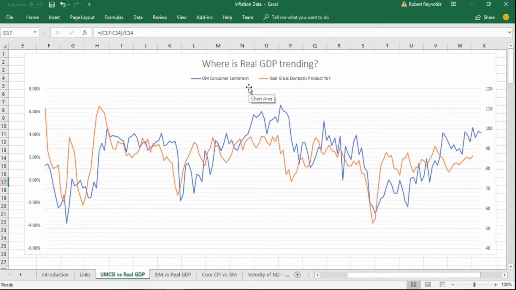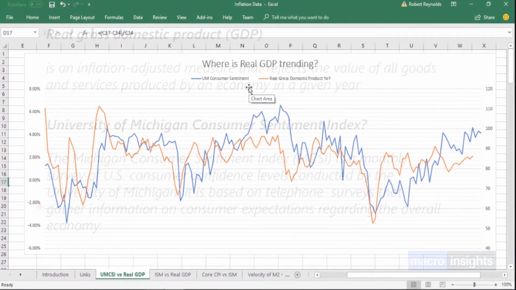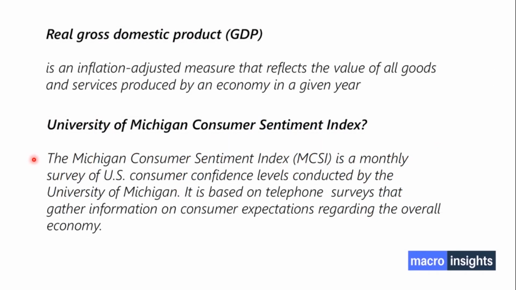So what is the University of Michigan Consumer Sentiment Index? Essentially, it's a monthly survey of US consumer confidence levels conducted by the University of Michigan. It's based on a telephone survey that gathers information on consumer expectations regarding the overall economy.